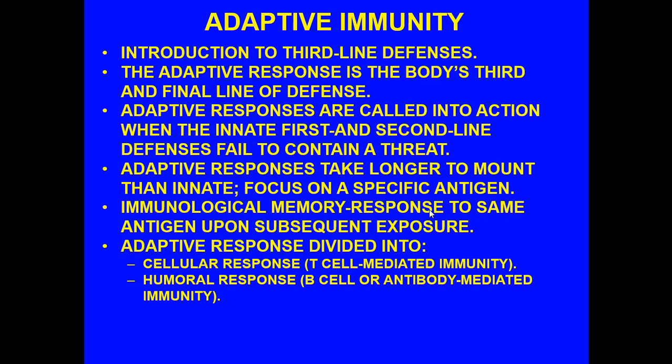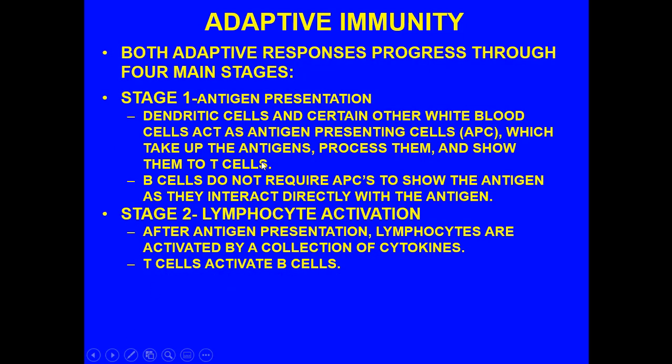Now, as we deal with adaptive responses, they can be divided into two primary responses. Cellular response, this is referred to as T-cell mediated immunity. And humoral response, this is referred to as B-cell or antibody-mediated immunity. Okay, so humoral response and cellular response, we're going to be going through a lot of this in the upcoming slides. Now, when we talk about the adaptive responses, they progress through four main stages. You're going to see this both for the humoral as well as the cellular responses.